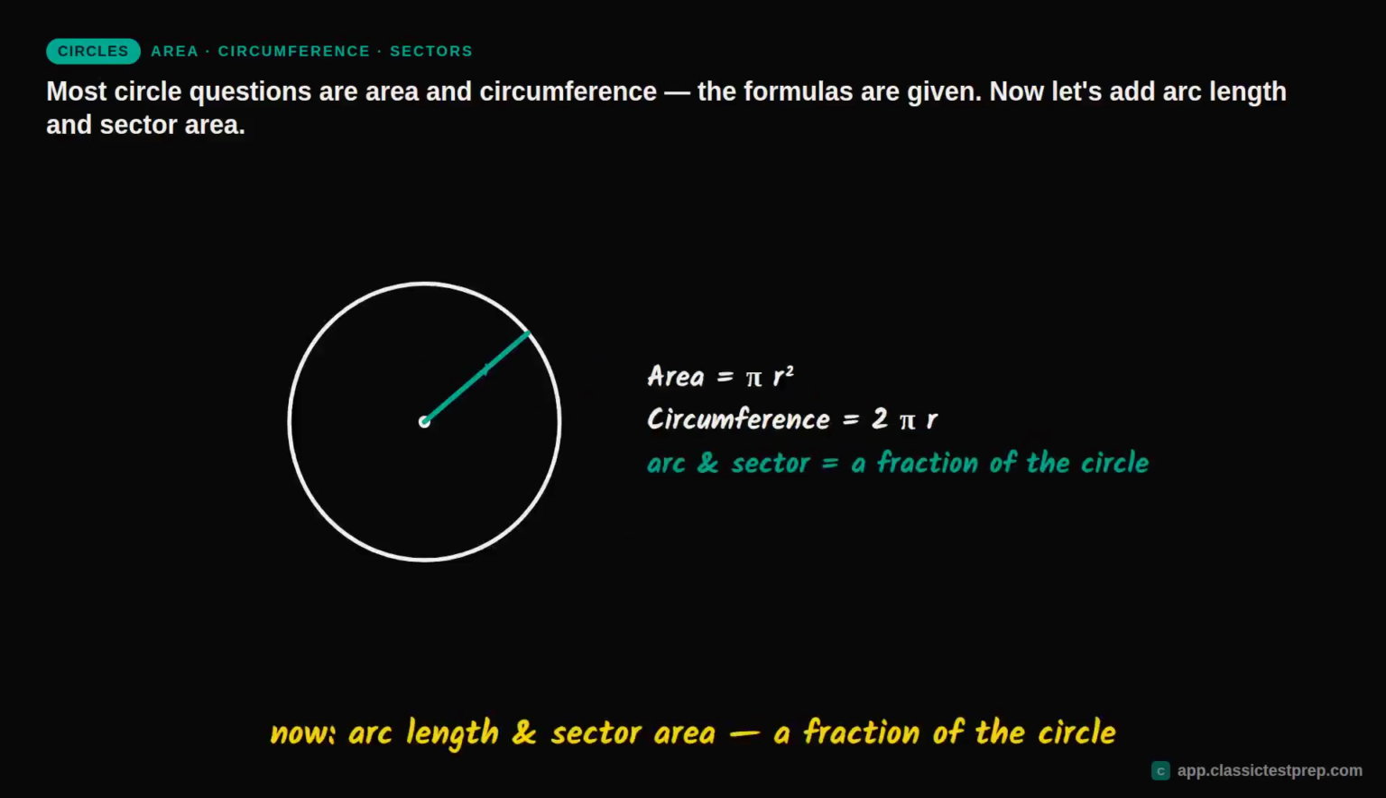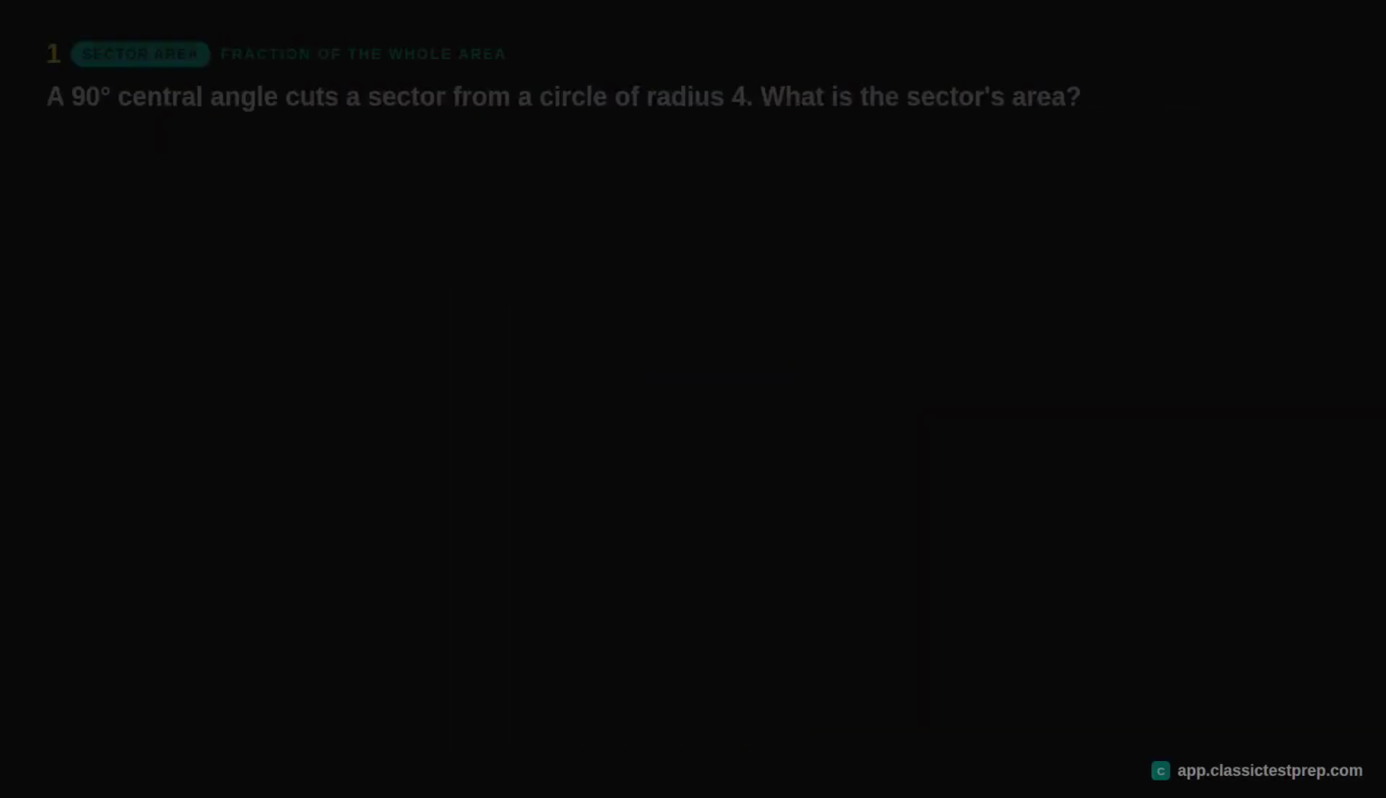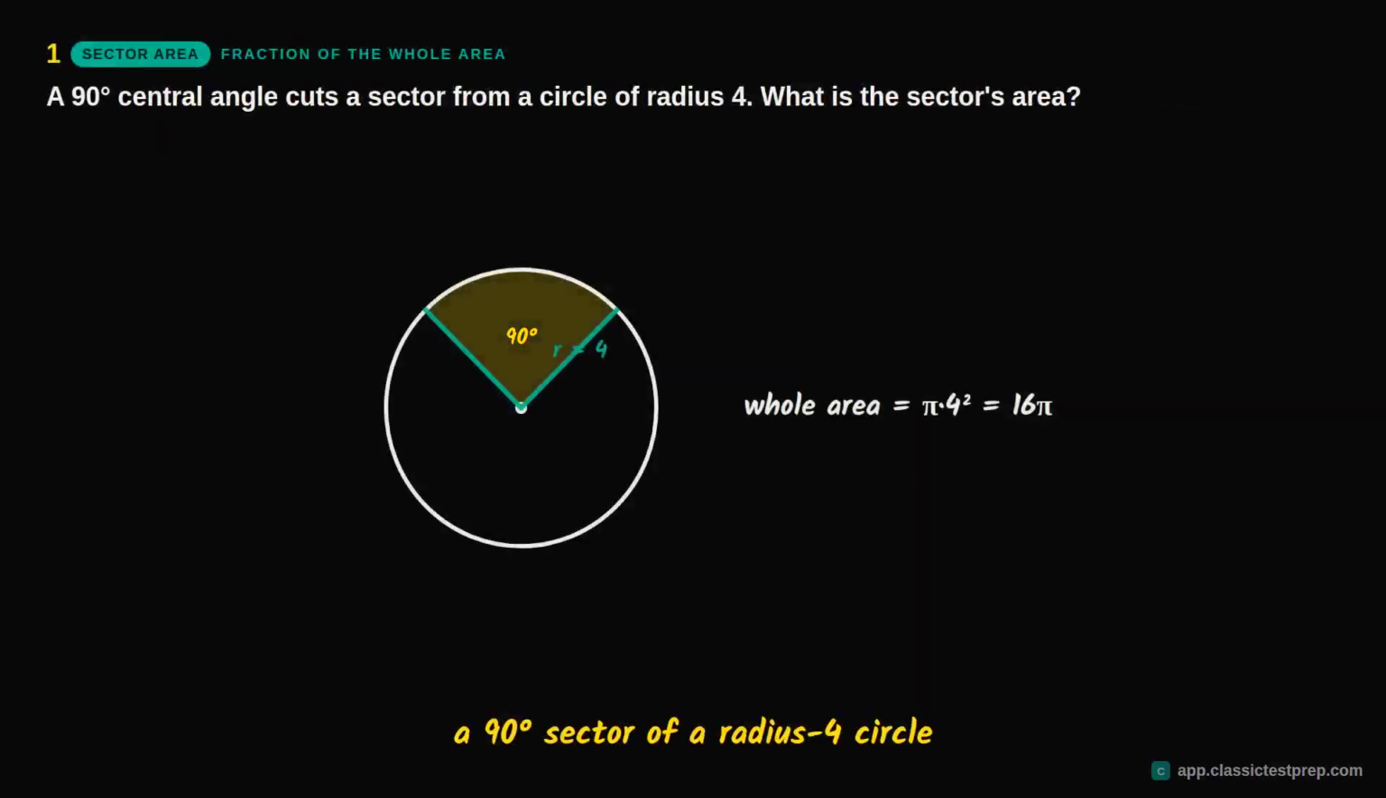But now let's talk about arc lengths and sector area. These are questions about a certain portion, a fraction of the circle. A circle with a 90-degree central angle shaded like a pizza slice. What is the area of this sector of a circle with a radius of 4?